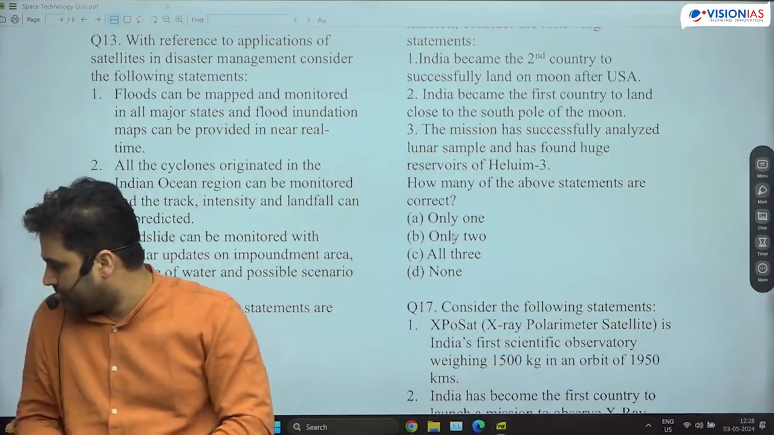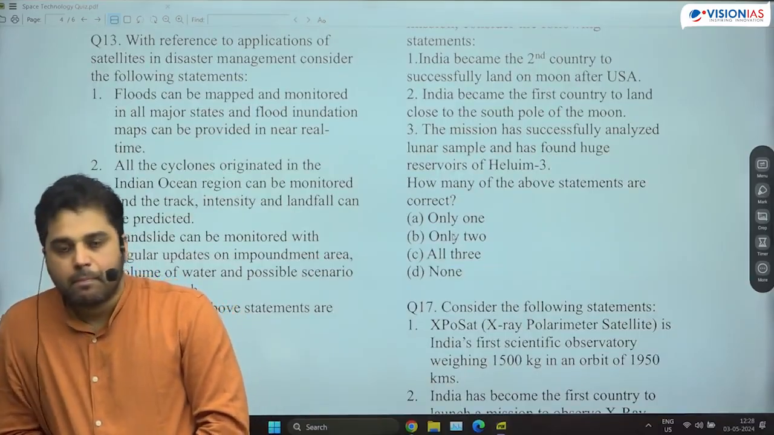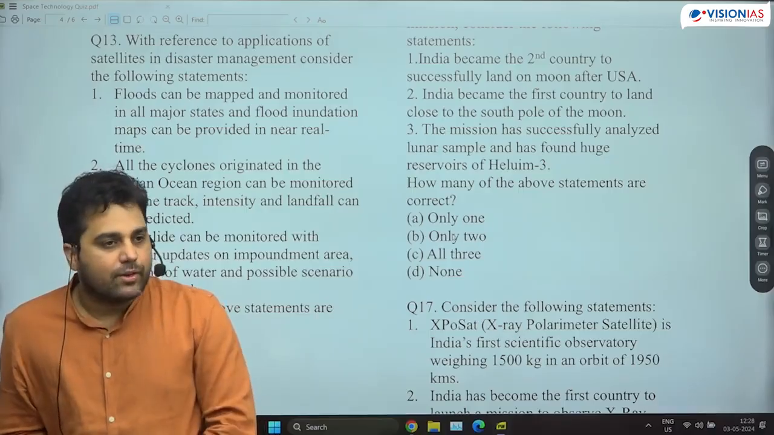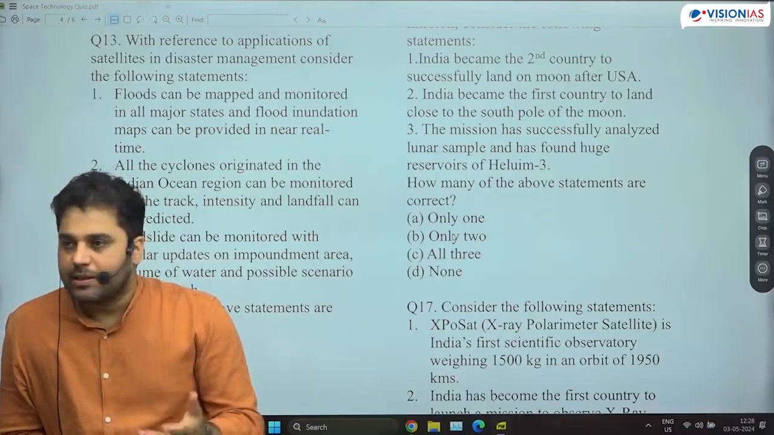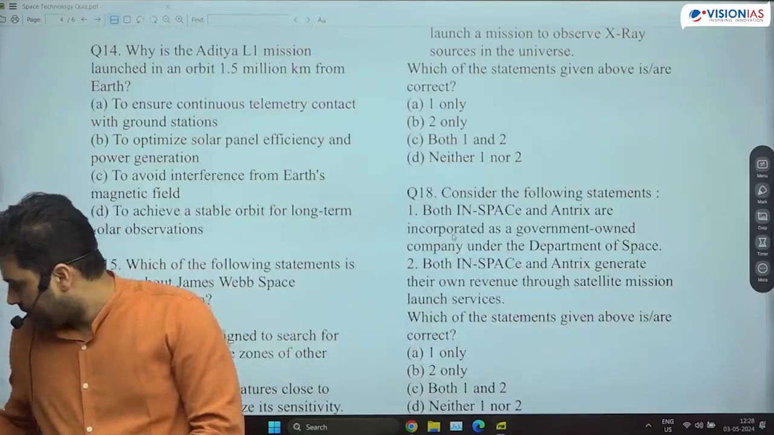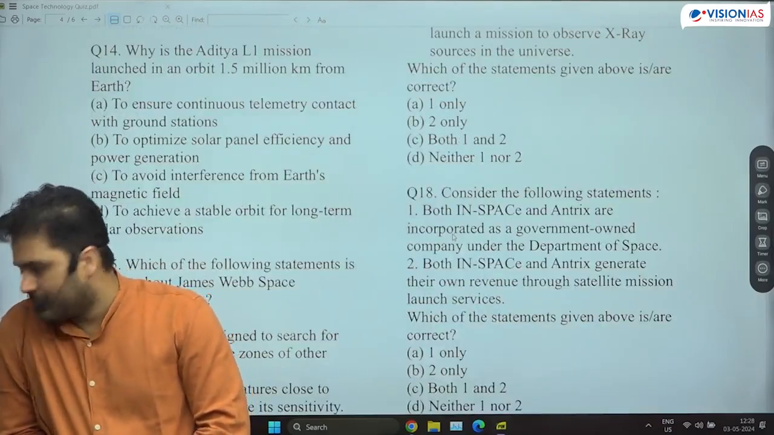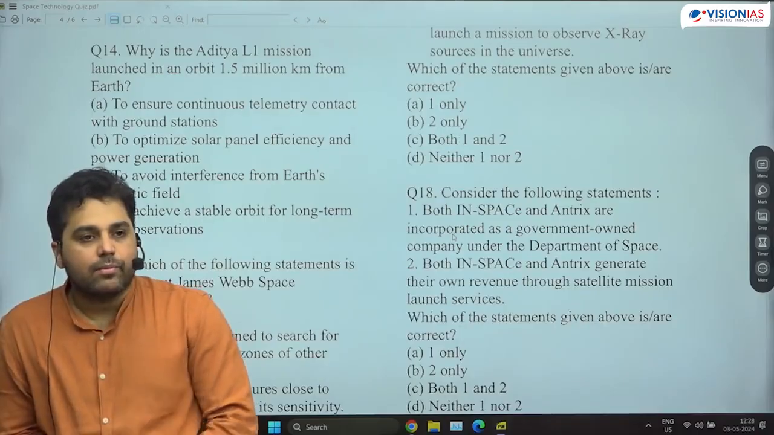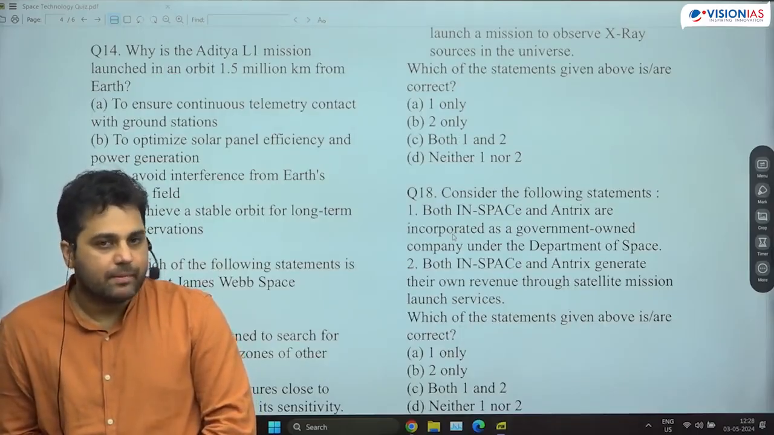Question 13. All three, without a doubt, it should be very clear that question 13 ka answer will be all three. Question 14. I want more responses. What will be answer to question 14?